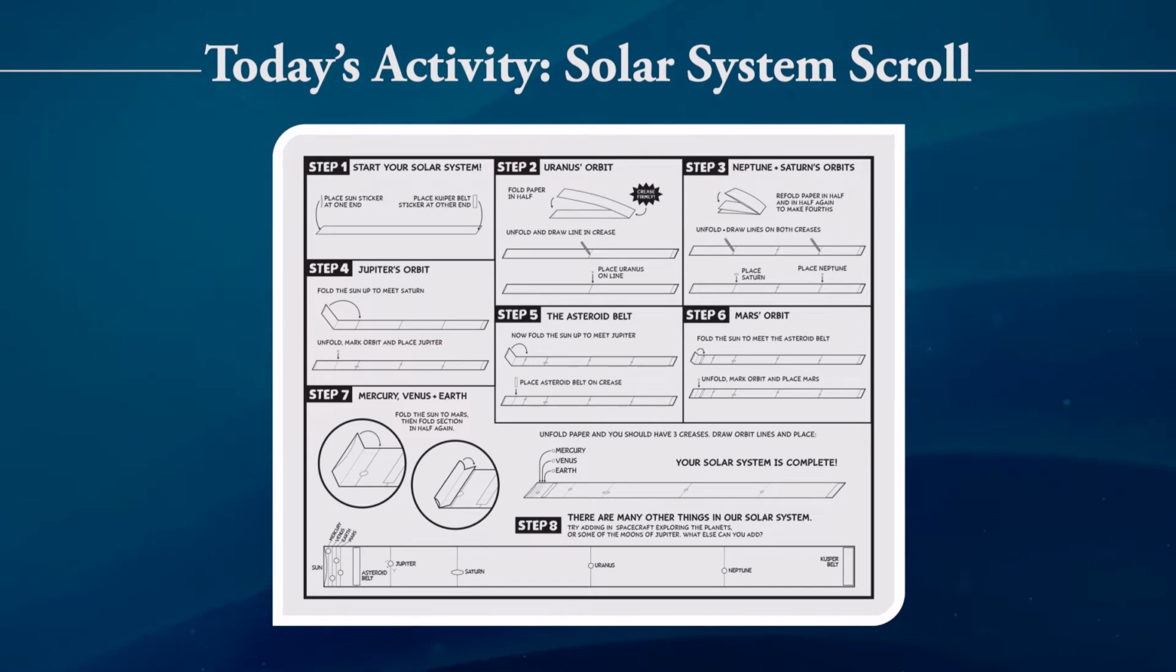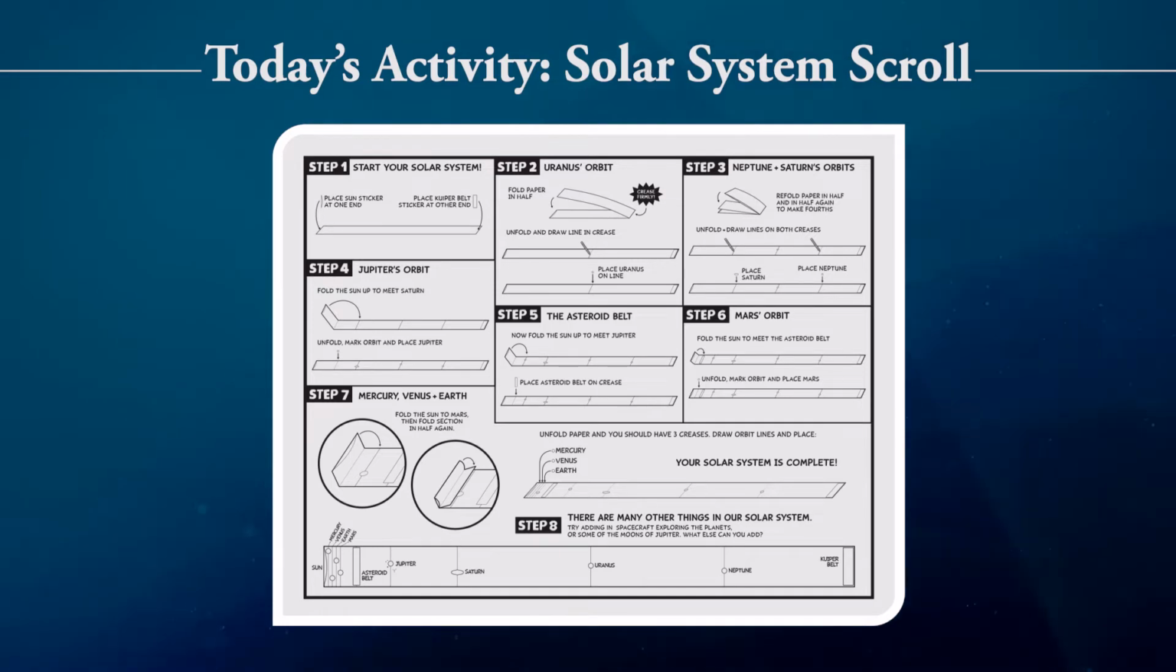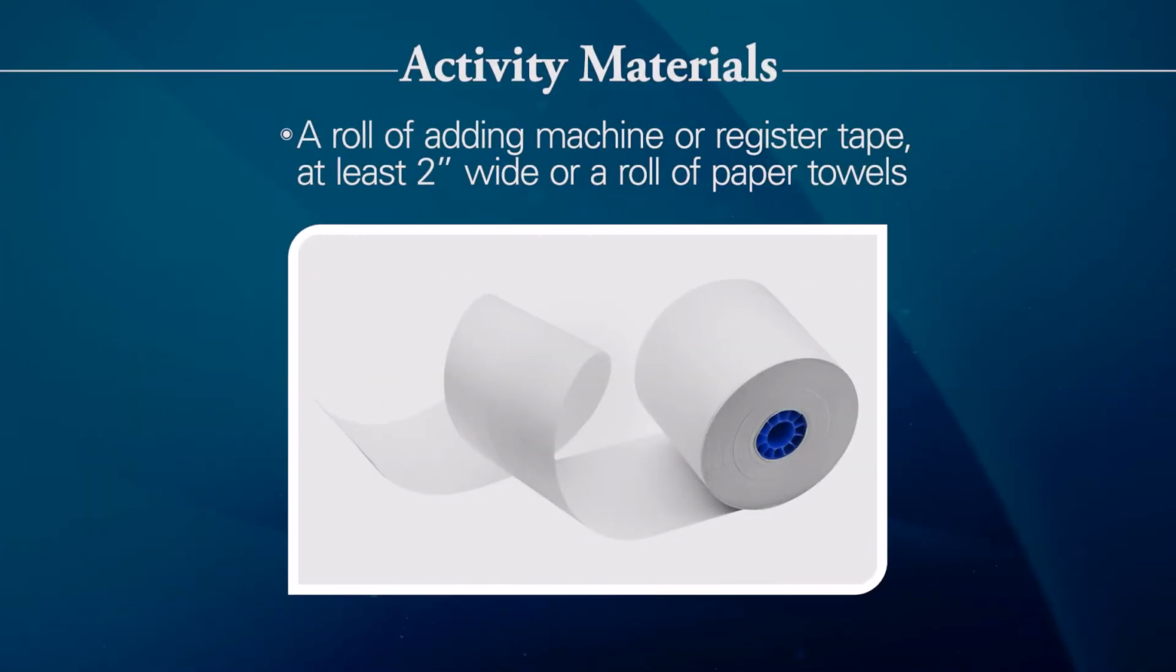In this activity, we'll fold a long strip of paper in different ways to show us where various objects within our solar system are relative to each other. The materials we'll need for this activity are a roll of adding machine tape, also called register tape, about 2 inches wide.